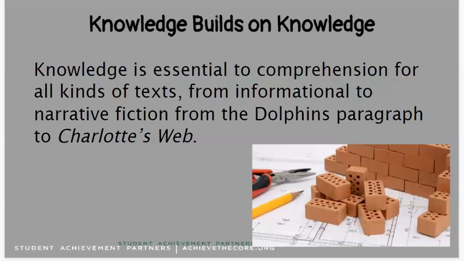So what we want to remember is that knowledge builds on knowledge. Knowledge is essential for comprehension of all texts. And as we talked about Charlotte's Web in the beginning, we have informational to narrative fiction. There's all types of things that we want to make sure that our students have exposure to. Our dolphin passage, the Charlotte's Web, the more that we know, the more we're able to build on that. So when we're teaching those tier 2 words, we're teaching them across the curriculum. It's not just something that happens during our reading block.